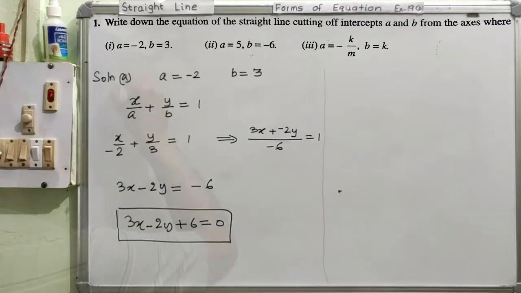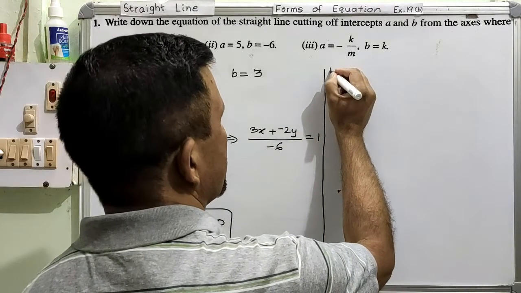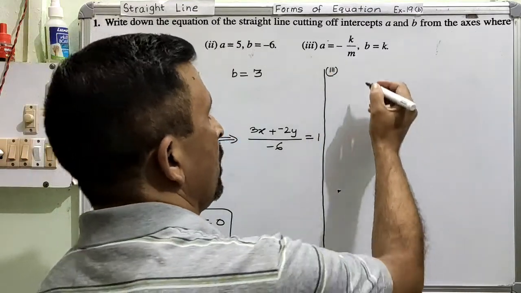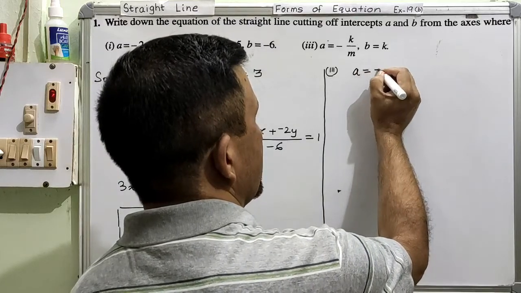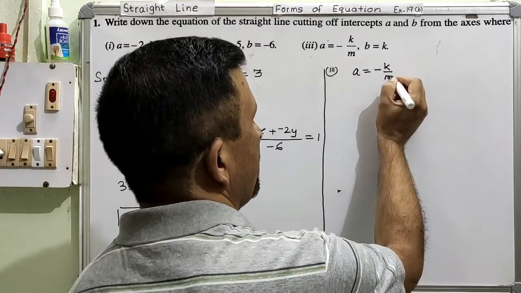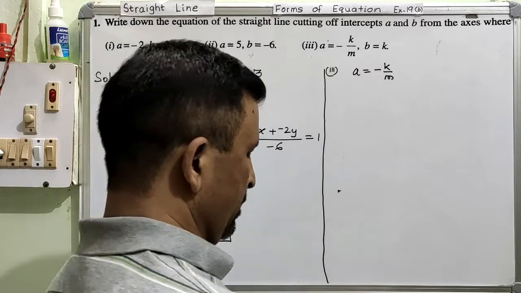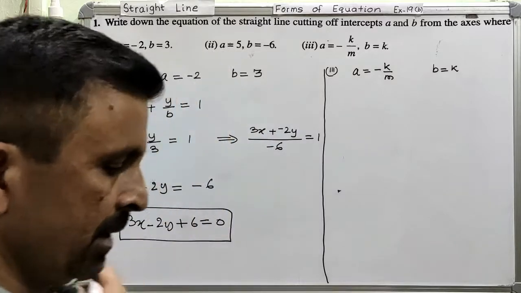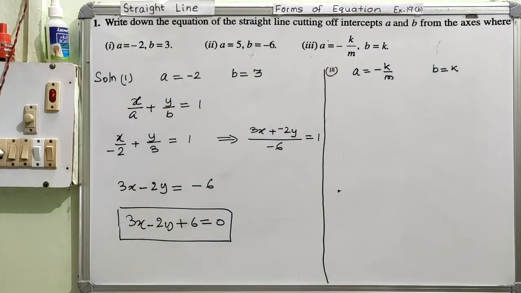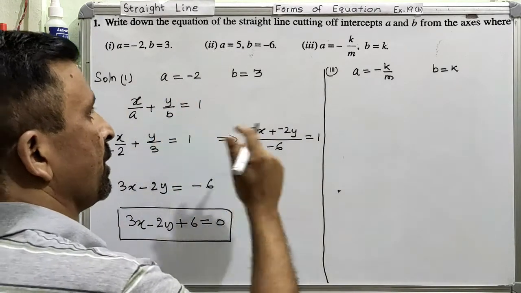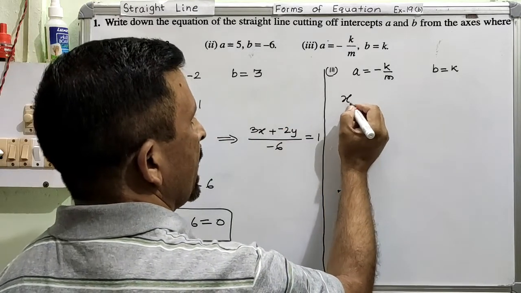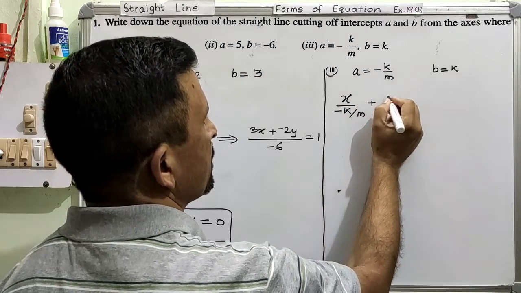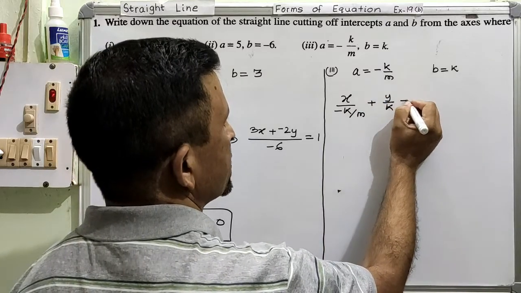Is this very clear? Let us take Roman number 3. Here the value A is equal to minus k over m, and B is equal to k. So here we have these two intercepts. Clear? Now we have to write the equation using the same formula. So I can write now x over minus k over m plus y over k is equal to 1.